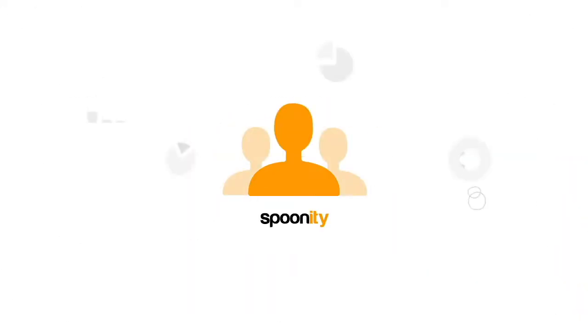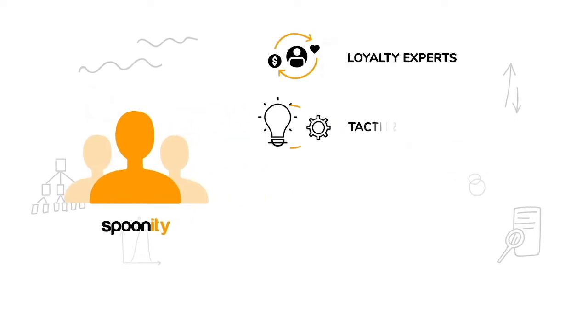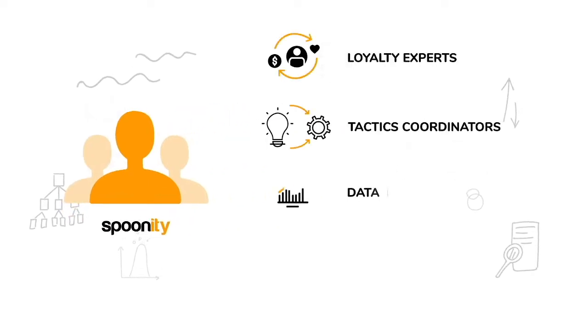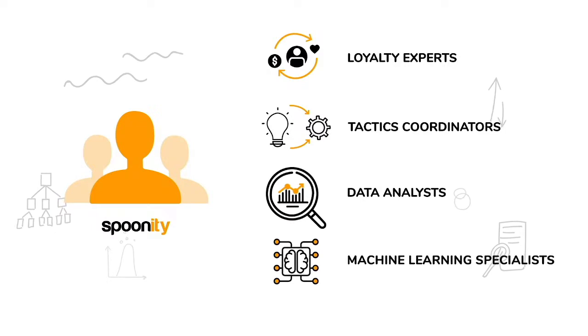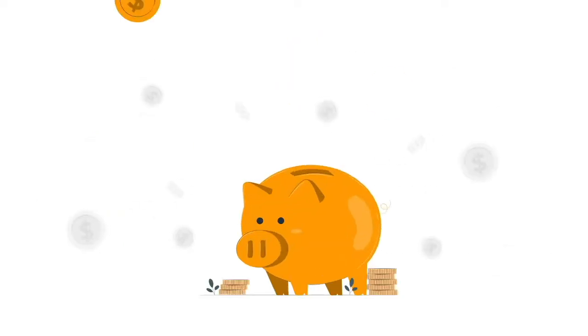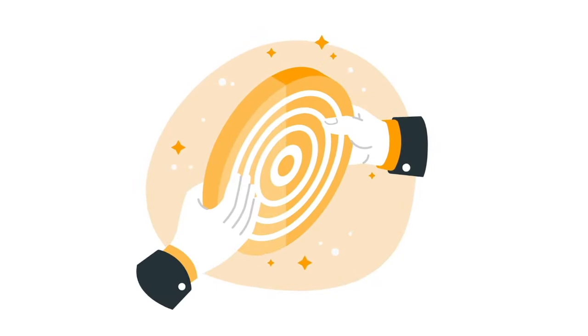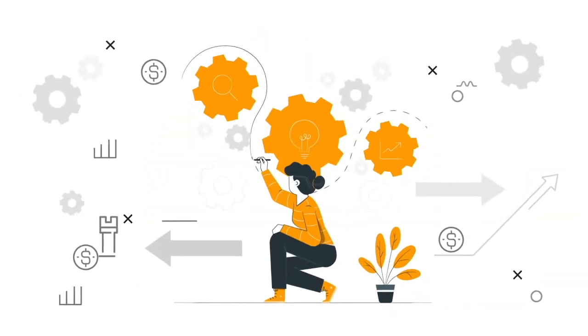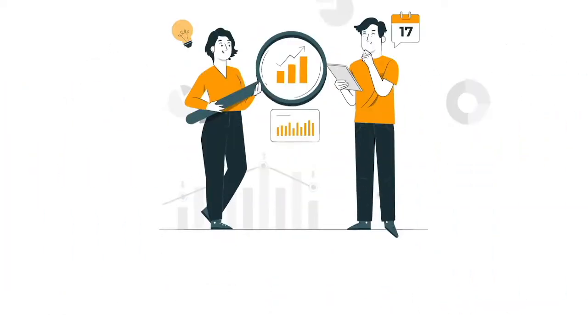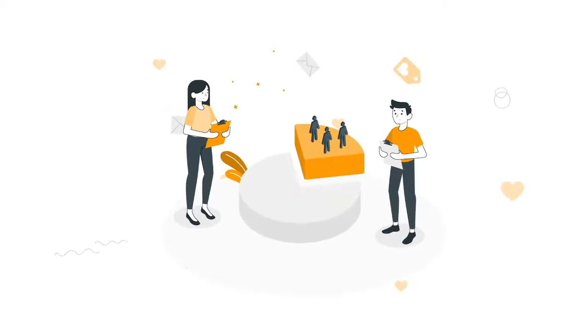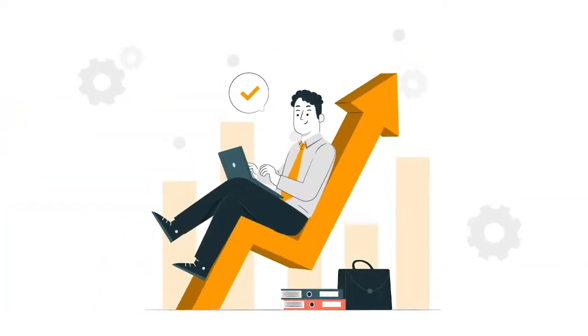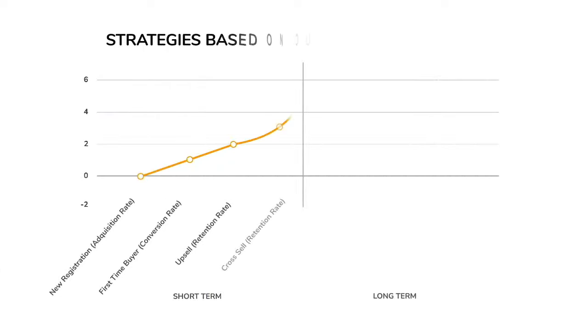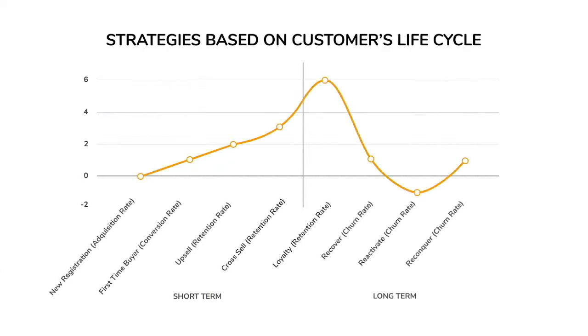Our Managed Loyalty team comprises loyalty experts, tactics coordinators, data analysts, and machine learning specialists. We help you save time and resources by defining your loyalty objectives, applying strategies to meet them, analyzing key metrics, conducting personalized segment marketing, and maximizing your loyalty program. We design different strategies according to the various stages of the customer's life cycle.